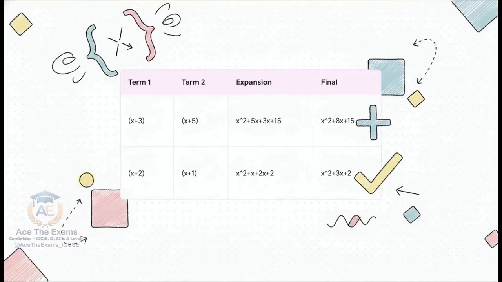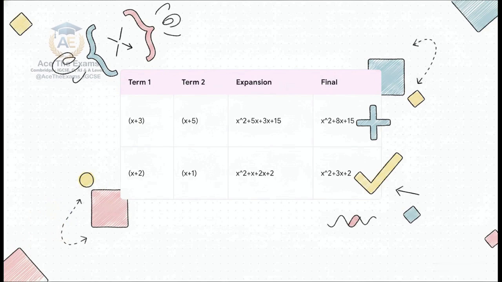Now, let's see how this exact same logic builds when we introduce pairs of brackets. When you have 2 brackets multiplying each other, don't panic. It's literally just an extension of the exact same rule. You simply multiply every term in the first bracket by every single term in the second bracket. Let's walk through it. For x plus 3 times x plus 5, we multiply x by x to get x squared, then x by 5 to get 5x.